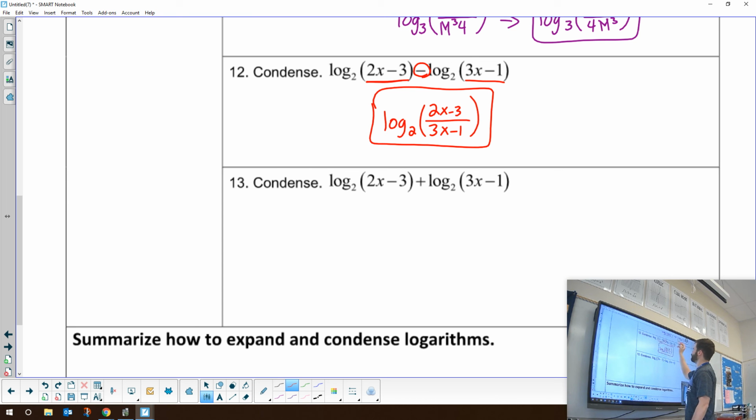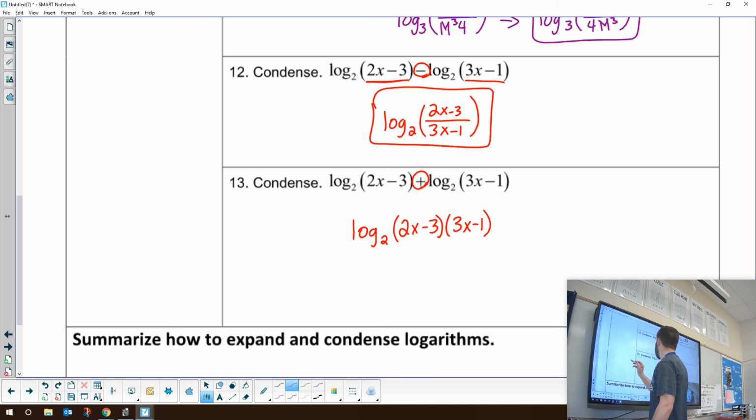If you have something that looks more complicated, it's just treated as a value. Last one. This one we have log base 2 of 2x minus 3 plus log base 2 of 3x minus 1. We are adding, so we're going to multiply these two. So I'm going to go log base 2 of 2x minus 3 times 3x minus 1.